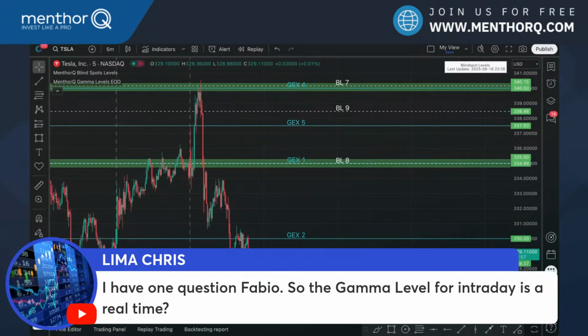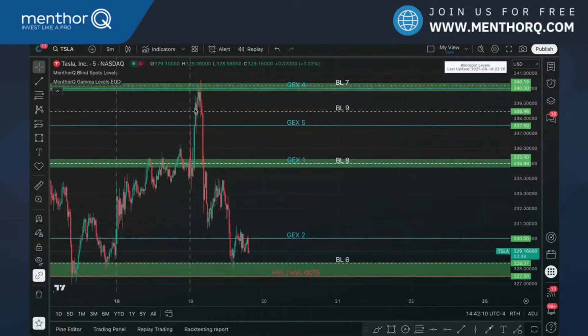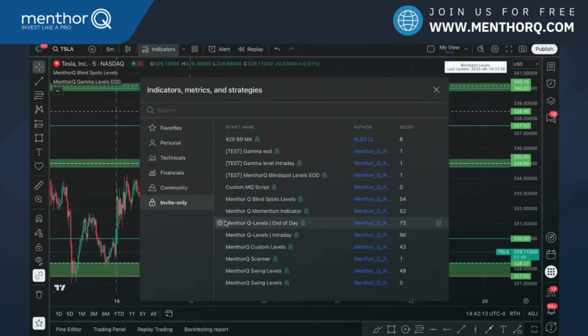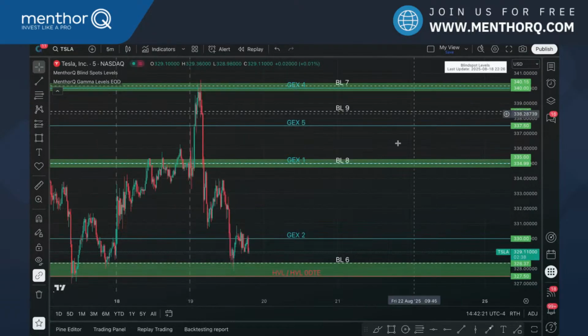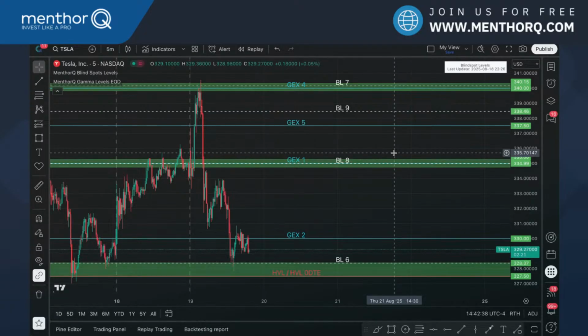So good question from Lima Chris. Are gamma levels intraday or real time? Gamma levels, we have two indicators. We have the end of day right here, and we have the intraday. The intraday indicator updates 14 times per day, so every 30 minutes roughly. So it's not real time. It updates 14 times per day, but also it's very important because the way we do it is we do it so you can actually gain some really good insights. Real time levels would probably cause more noise, so it's very important that you also understand what's changing and what's going on in the market.